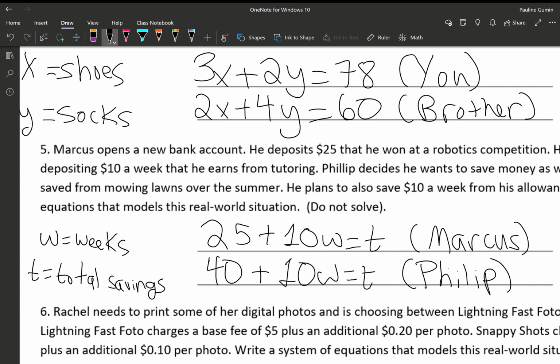These equations can be used to find out when Marcus and Philip will have the same amount of money saved. That would be a good thing that this system can answer.